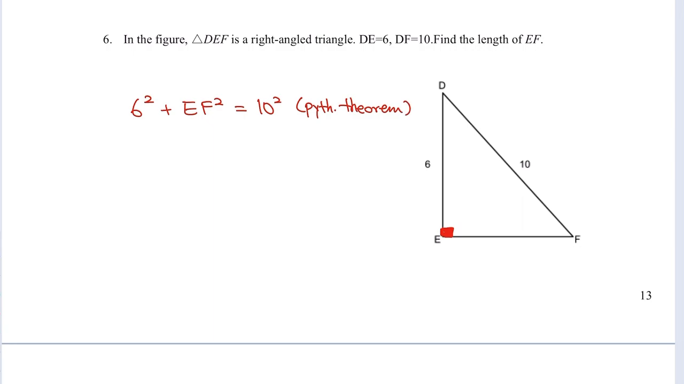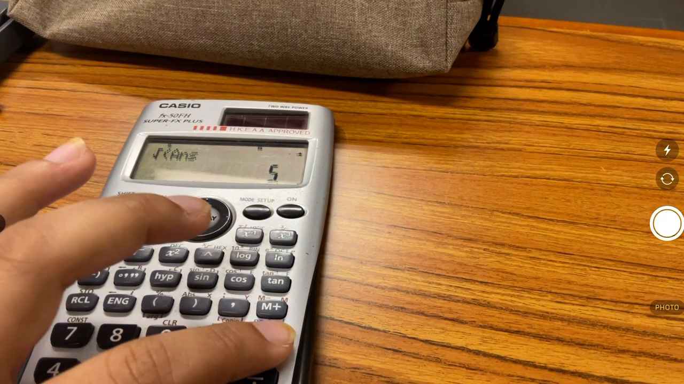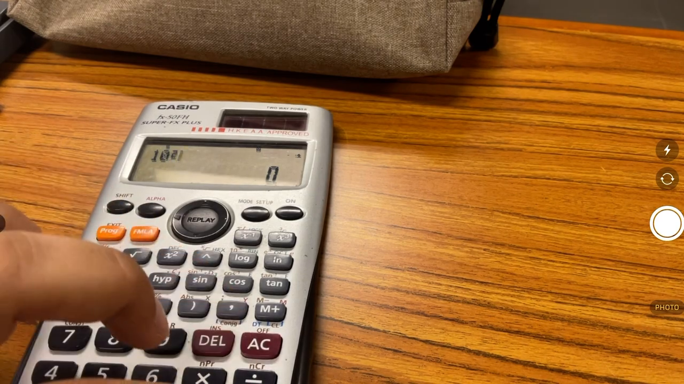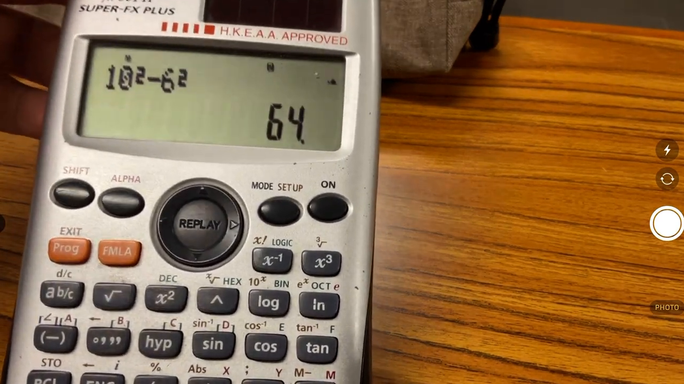And then because we have to find the unknown, this one, we put this on one side, that's correct, but we don't need this 6 square here, so I will move this 6 square to the other side. If I move it to the other side, I have to change the sign, so it will be minus there. There is no sign here, that means it's positive. If I move it to the other side, it will be minus. And then now you can click this whole thing in the calculator. 10 square minus 6 square. You can get the answer as 64.